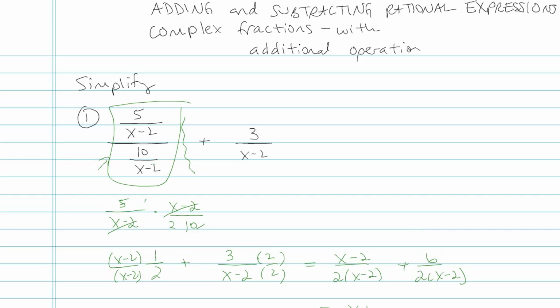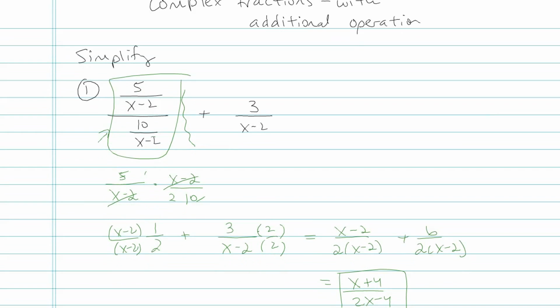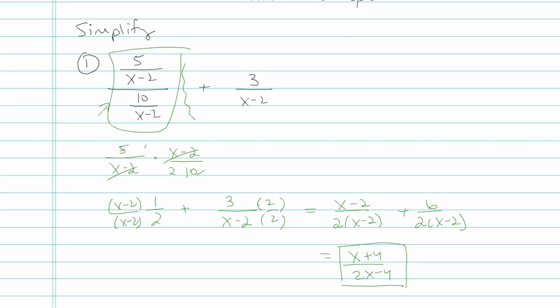Okay, simplifying the top, I have x minus 2 plus 6. That's like x plus 4. My bottom's going to be 2x minus 4. And that cannot be simplified any further. That's my final answer.